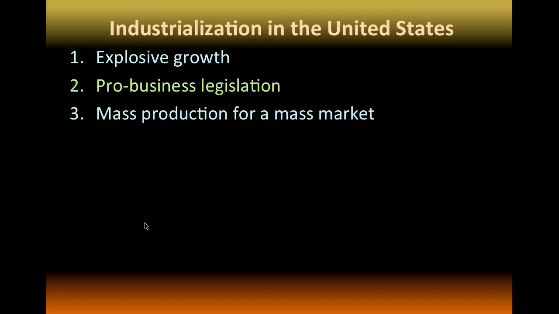And in addition, there was mass production for a mass market. Americans pioneered new technologies and techniques of mass production, including, as we just talked about, the assembly lines. And there were methods of mass marketing like mail order catalogs. Today we don't really need those. It's online ordering for most of us.